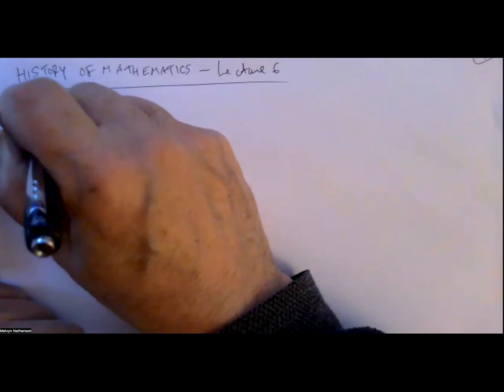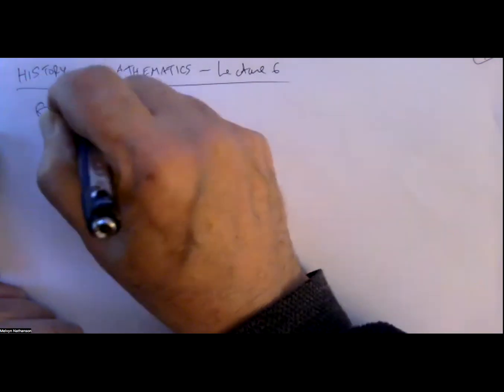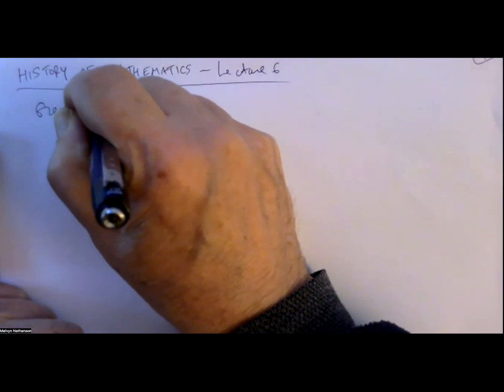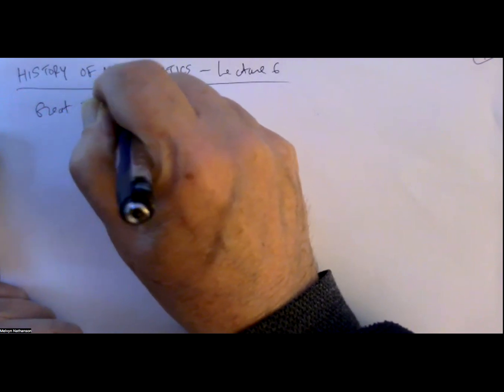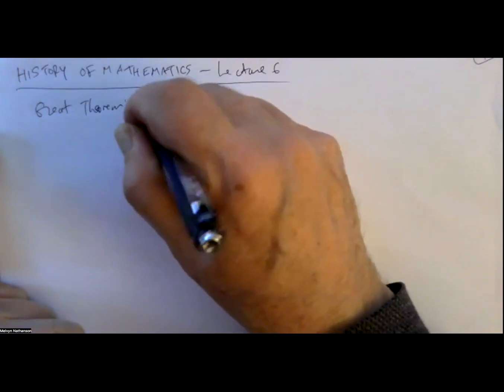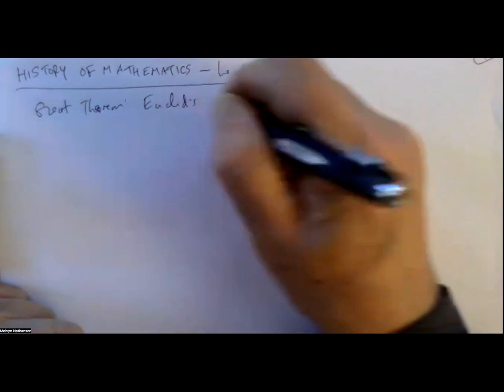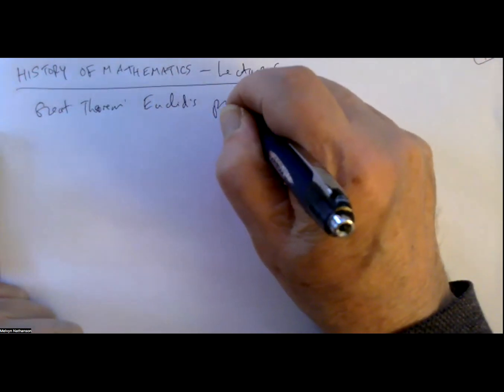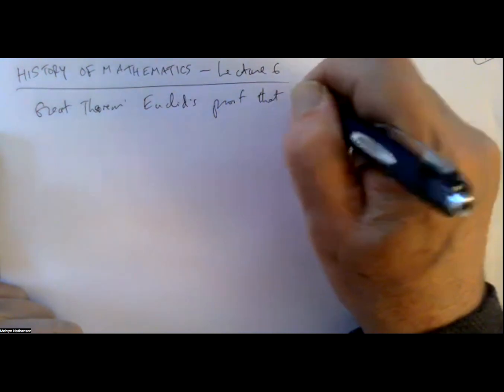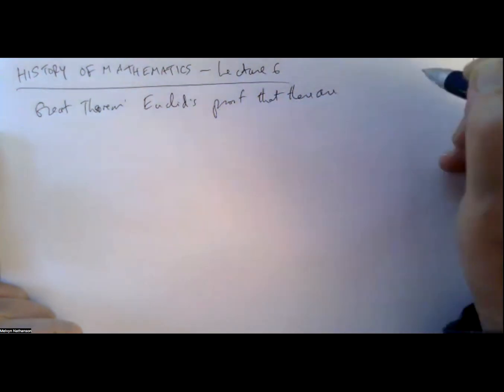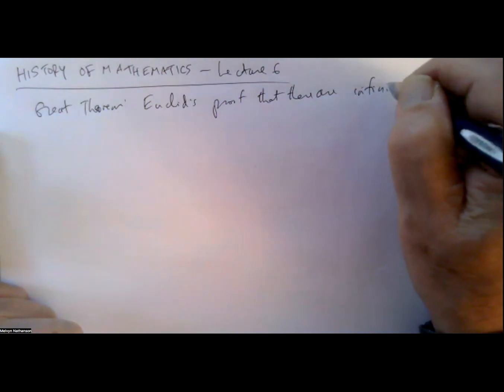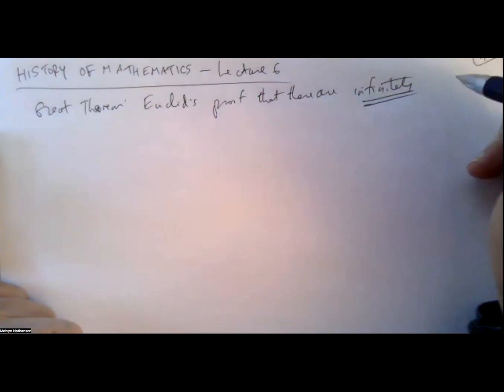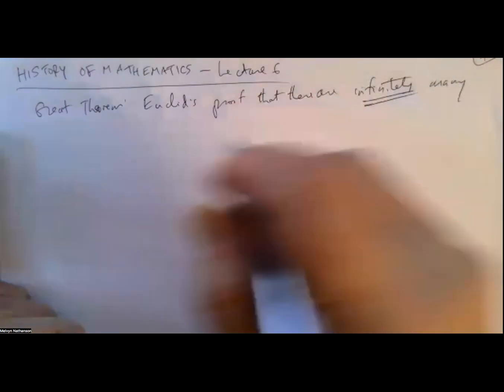We are doing chapter 6, chapter 3 in lecture 6. And in this chapter, the great theorem is Euclid's proof that there are infinitely many prime numbers.